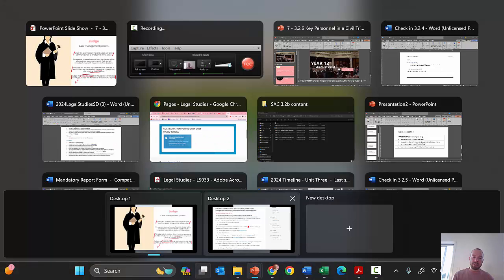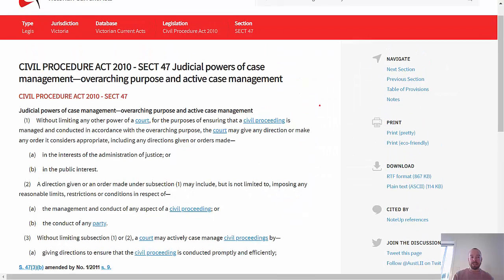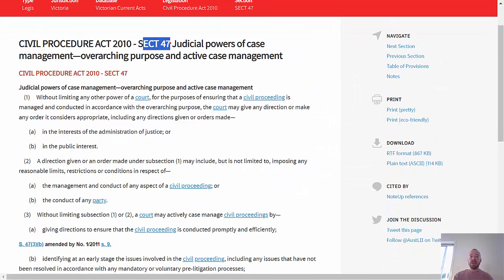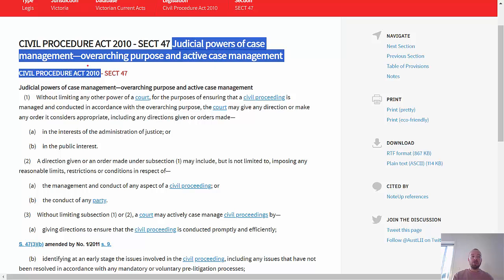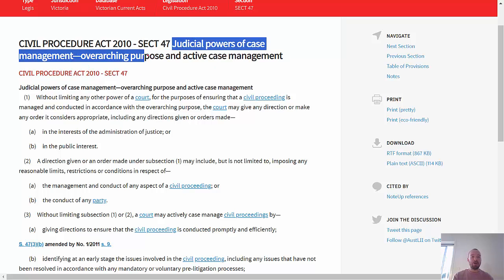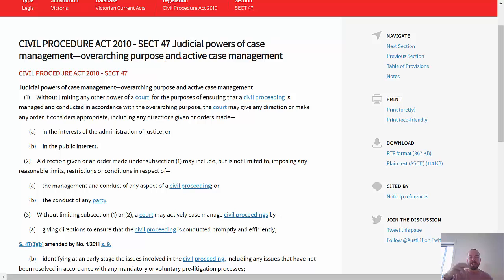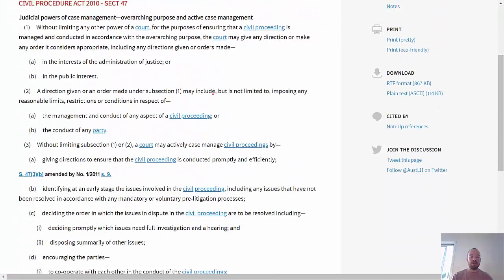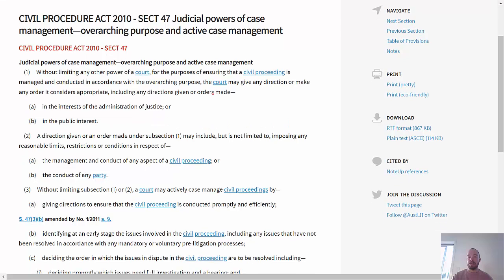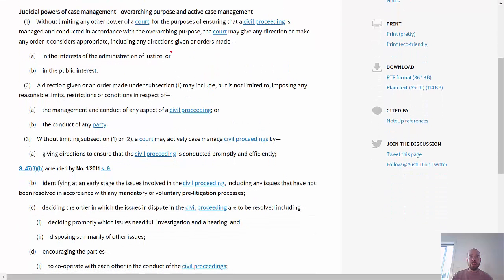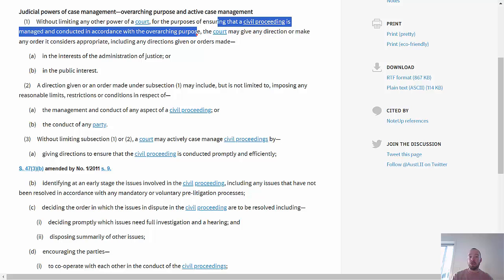What do they actually look like in the Civil Procedure Act? Well, if we have a look at the Civil Procedure Act here and we look at Section 47, this section is titled Judicial Powers of Case Management, overarching purpose, and there's obviously much more specificity in each section of the Civil Procedure Act. But you'll see here, this is the list of effectively the overarching purposes of case management. And it gives the power for judges, so without limiting the power of the court, for ensuring that a civil procedure is managed and conducted in accordance with the overarching purpose.